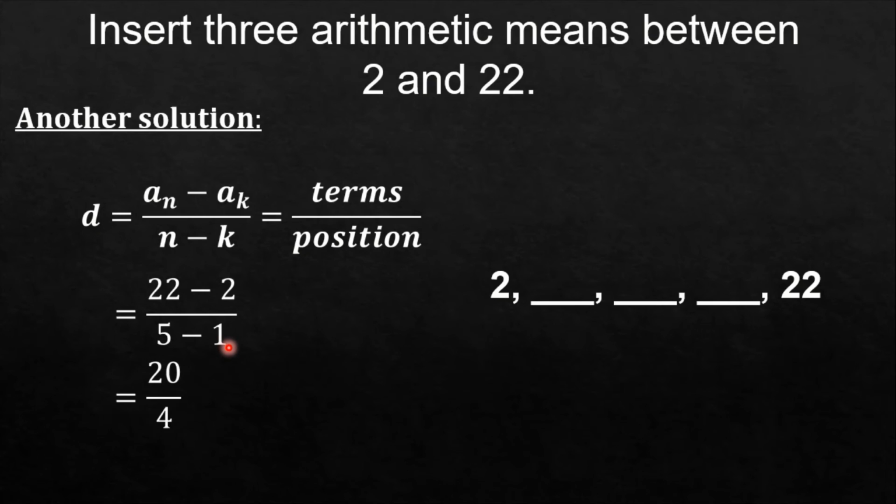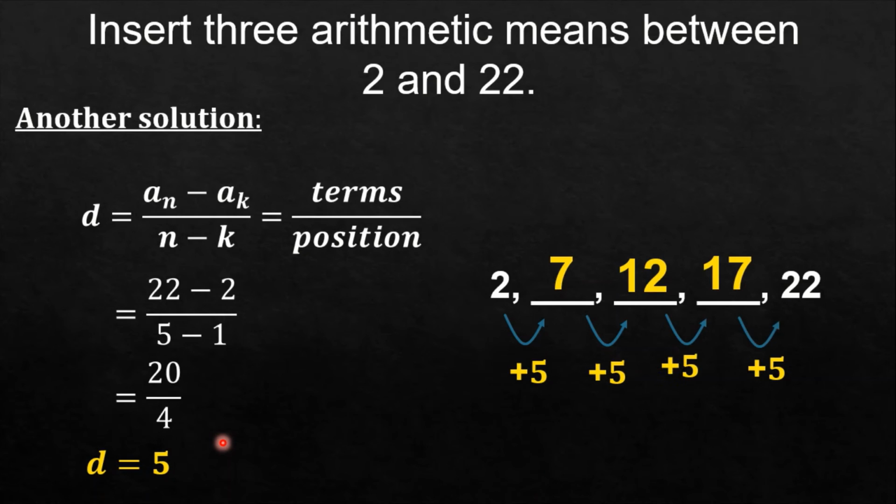Okay. Now, let us simplify. 22 minus 2 is 20. Then 5 minus 1 is 4. Dividing these numbers, the common difference is 5. Pareho din naman ang sagot kanina. So, at least, meron kayong ibang options sa pagkuha ng common difference. So, again, the arithmetic means are 7, 12, and 17.